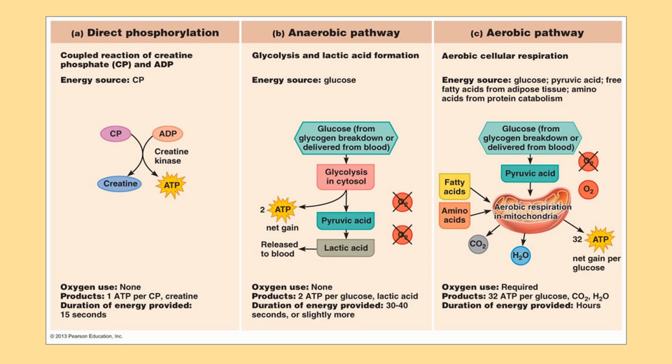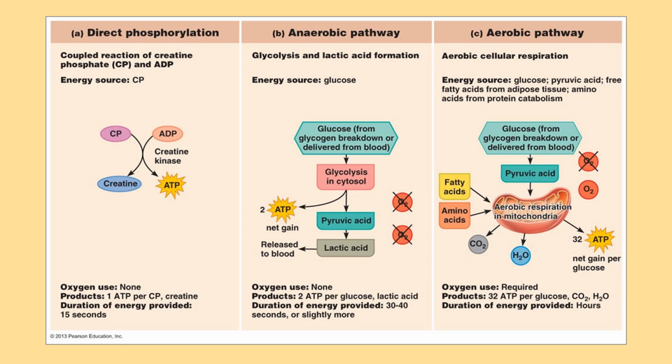Glycolysis is also known as anaerobic cellular respiration. And in that anaerobic pathway, we split glucose. We invest 2 molecules of ATP. We produce 4 molecules of ATP, so our net gain, our profit, is 2 molecules of ATP. And this is a relatively fast process. It does not require oxygen, and it occurs in the cytosol.